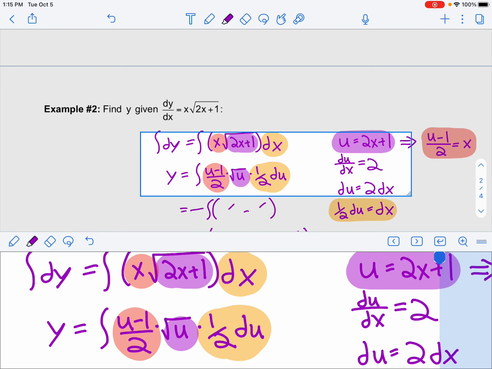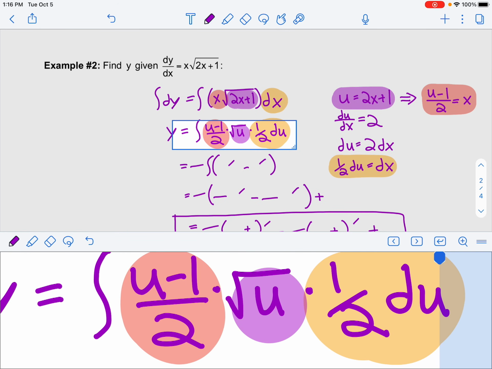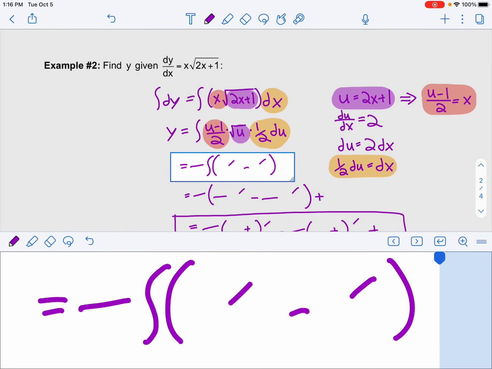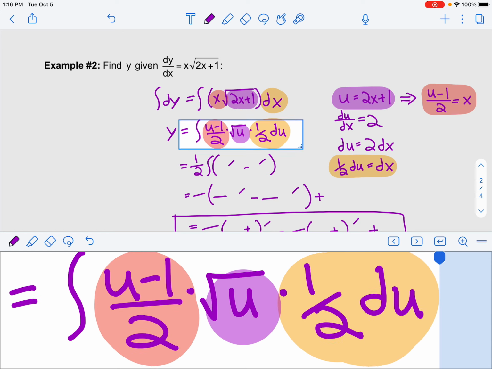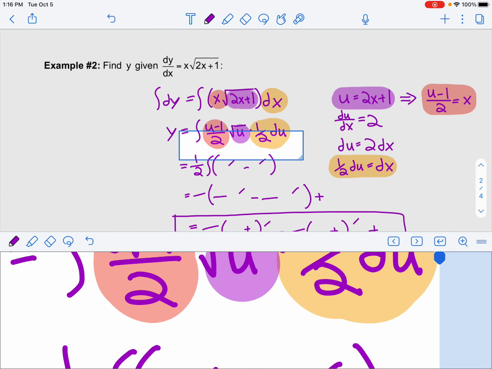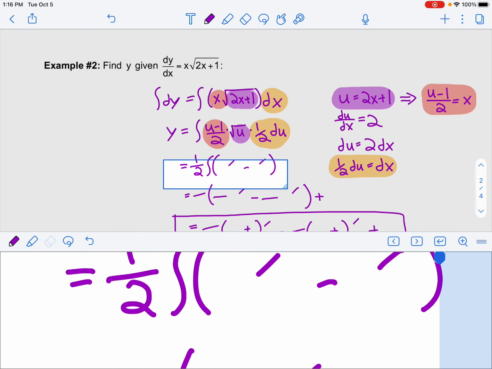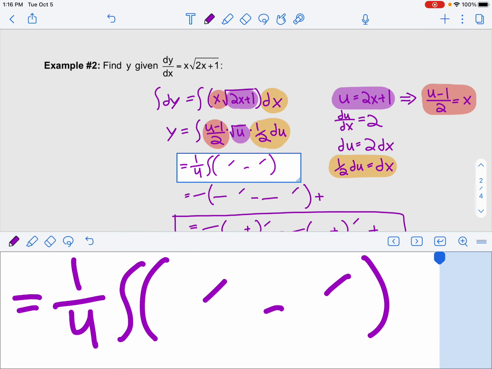Once I have everything in terms of u, now I can go ahead and simplify my integral a little bit. I'm going to start by taking the 1/2 away from the du and bringing it outside of my integral. Oops, I'm sorry, there was also another half in the x substitution, (u minus 1) over 2. So I'll bring that 1/2 out as well, and that gives me 1/4 in front of my integral.